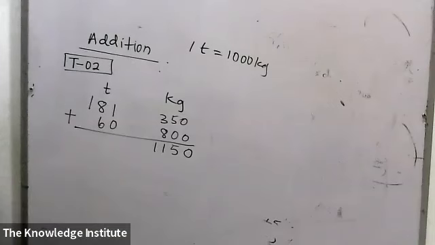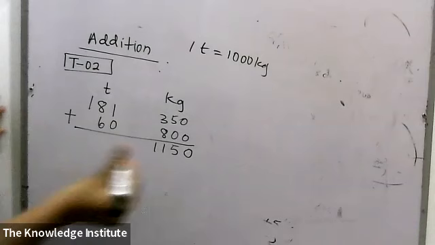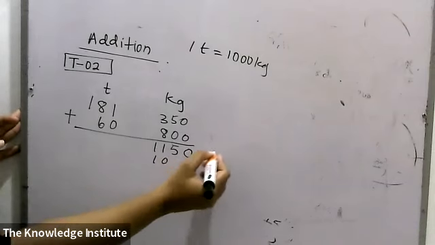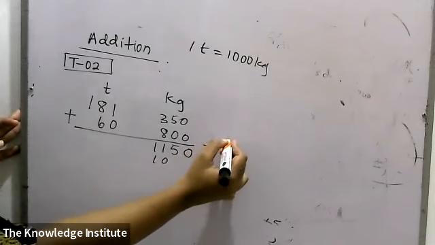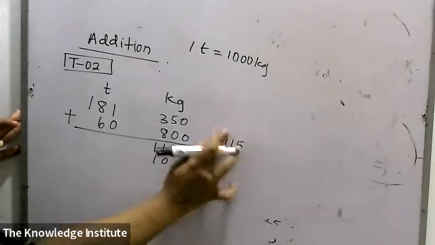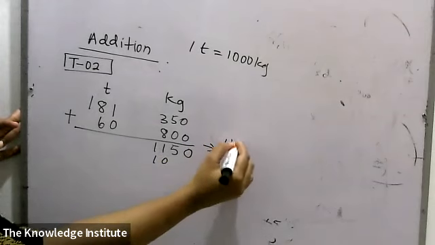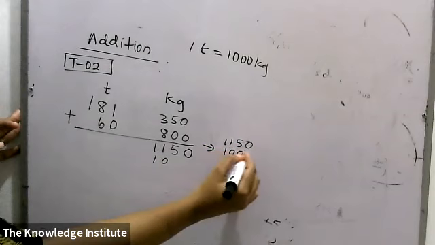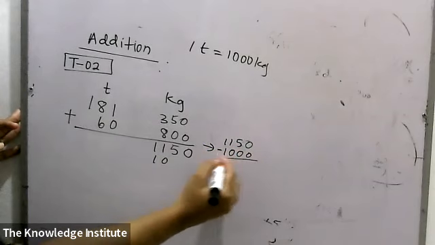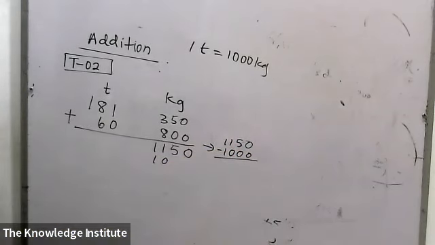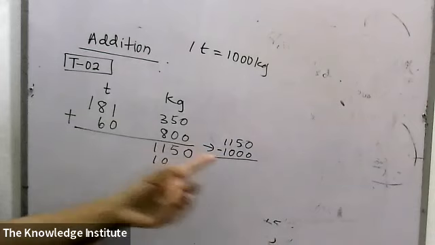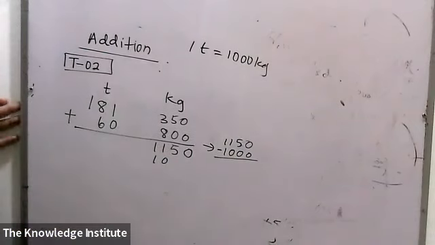8 plus 3 is 11. Can you see it's exceeding 1000? I told you, maximum you can have is 1000, right? So I will show it here. We have 1150 when we add. Maximum you can have is 1000. Therefore, you have to subtract 1000 from 1150. What will be the remainder?